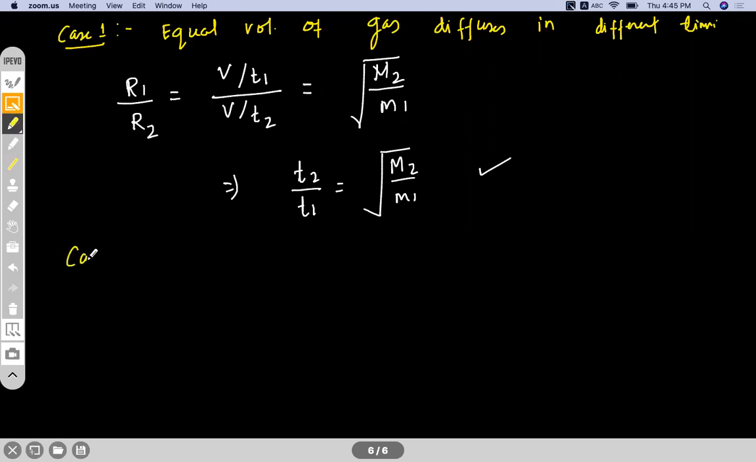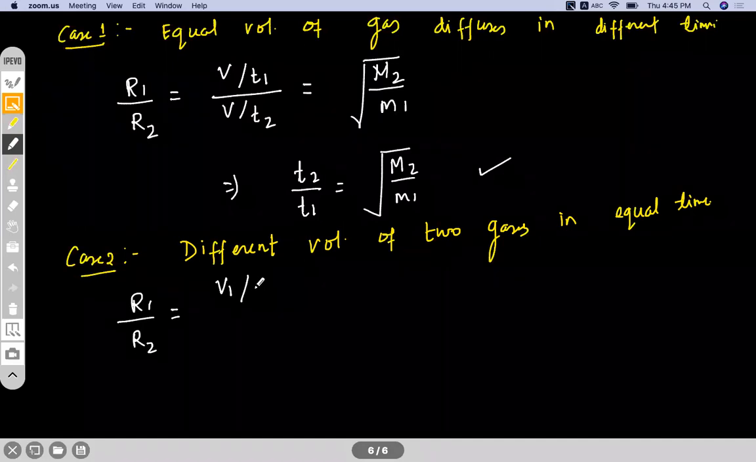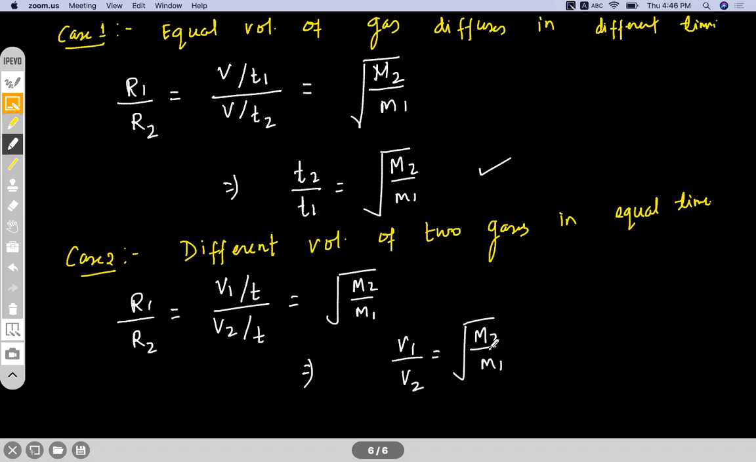Suppose the second case is just the opposite: different volumes of two gases in equal time, meaning the T value is the same here. So R1 by R2 equals V1 divided by time T over V2 divided by time T, which again equals root of M2 by M1. So V1 by V2 equals root of M2 by M1. This is the relation. Any doubt in this?